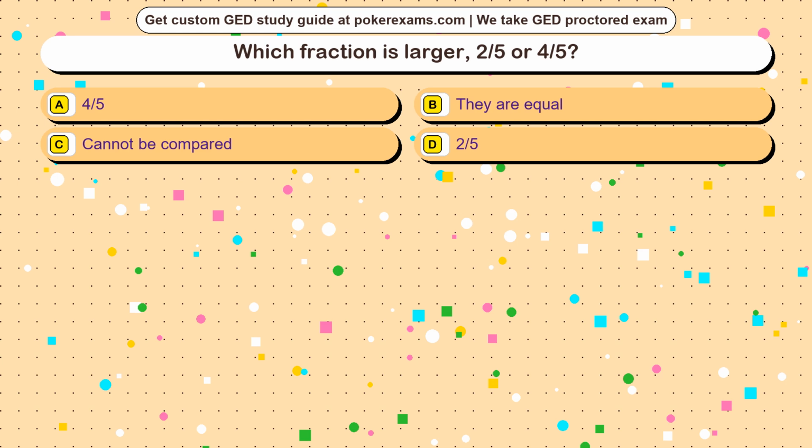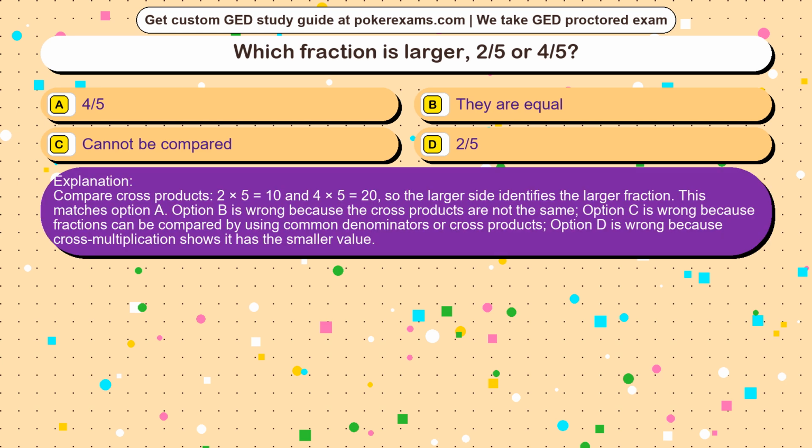The correct answer is option. Compare cross products. 2 times 5 equals 10 and 4 times 5 equals 20, so the larger side identifies the larger fraction. This matches option A.